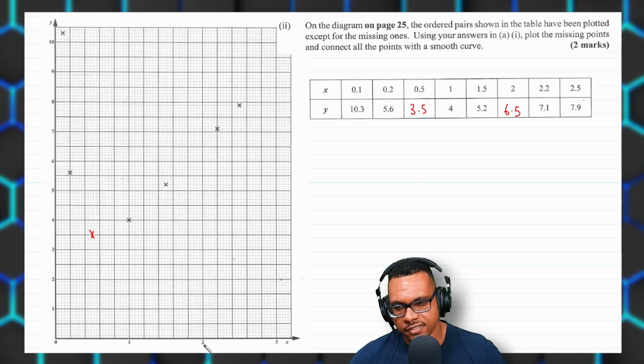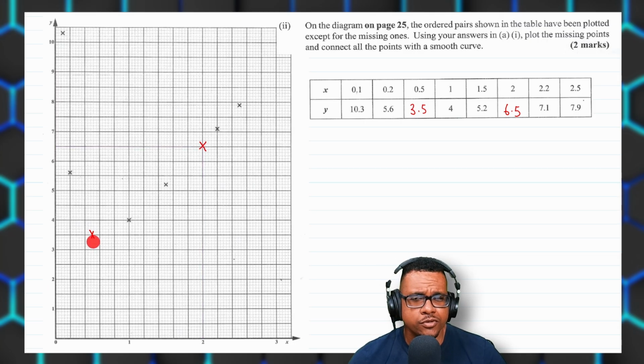So that's simple for the x. The 2 is right here, you can see that. But the 6.5 will be between 6 and 7, so that will be in the middle right here. So we can just come across on 6.5 and line up here with 2. I'm going to plot that point right here. So now that we have our 2 points plotted, it's time to make a smooth curve to connect all these points.